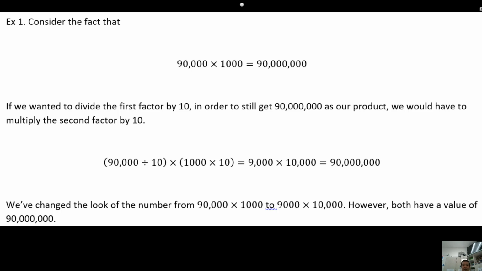So here we have 90,000 times 1,000, okay, right here. And this results in 90 million, okay? Because we got 1, 2, 3, 4 zeros here and 3 zeros here, so together there should be 7 zeros, which there are right here. Okay. If we wanted to divide the first factor by 10, the first factor is this 90,000 right here.